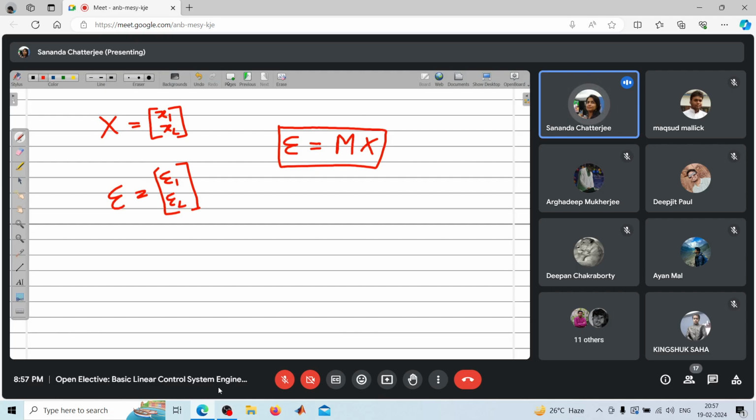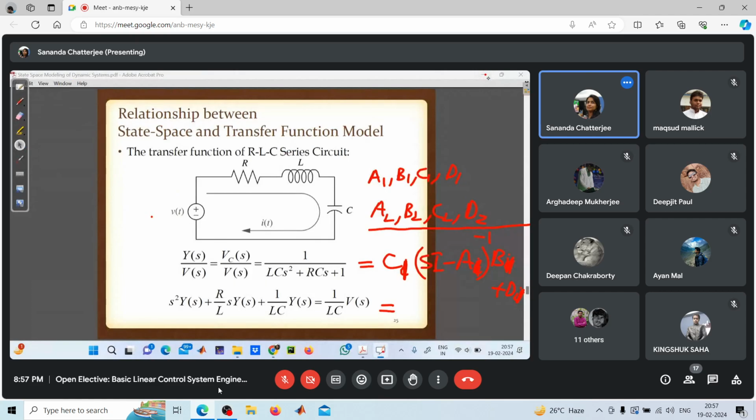These choices of states can be transformed from one to another, and therefore it will actually be a similarity transform. This will result in a similarity transform. If you are interested I can calculate that. Please let me know if you are interested, then why it is happening we can discuss. Okay.